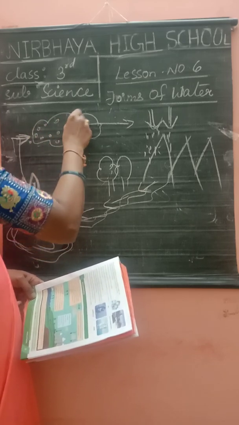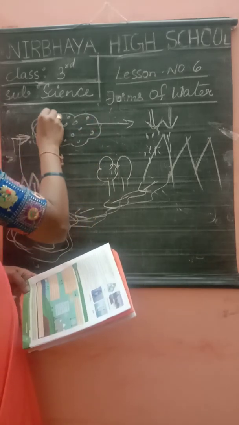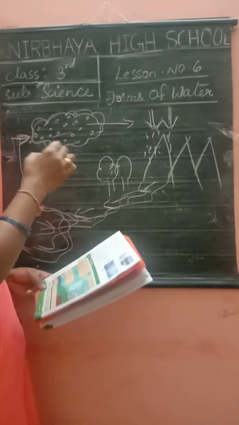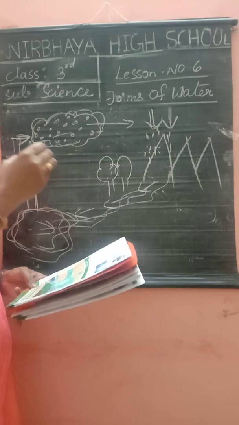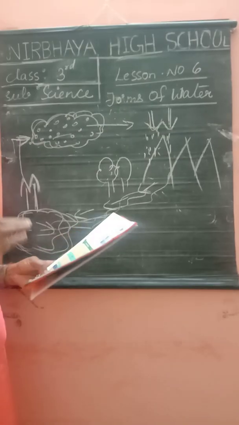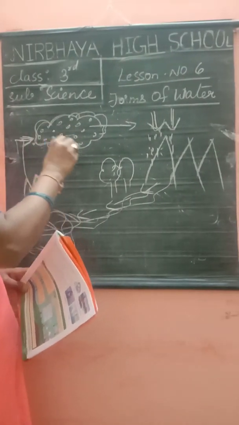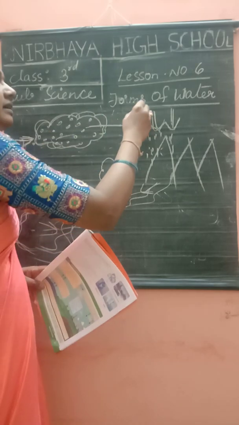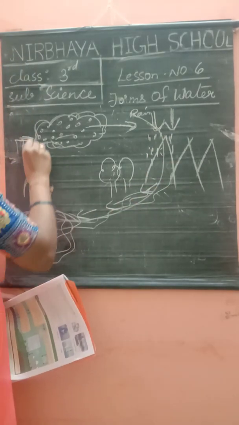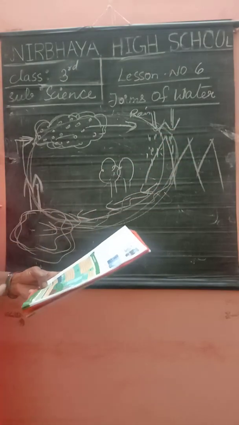Yes, this will form into a cloud. These clouds, these water droplets will become very heavy. The droplets will become very heavy, and then it falls as rain. Yes, from the rain again it goes on like this. This is what the water cycle is.